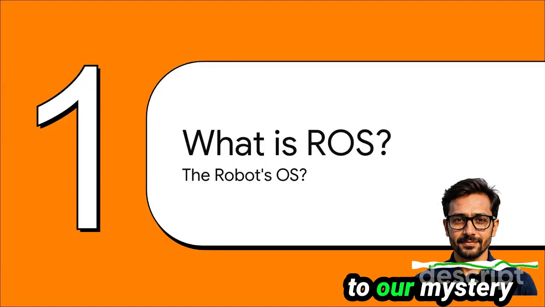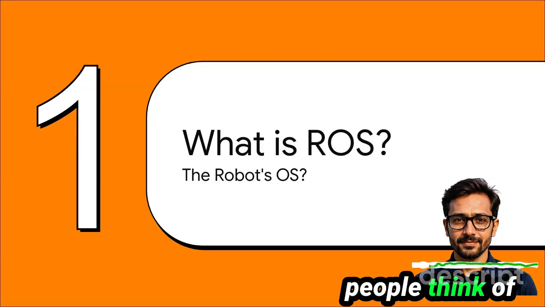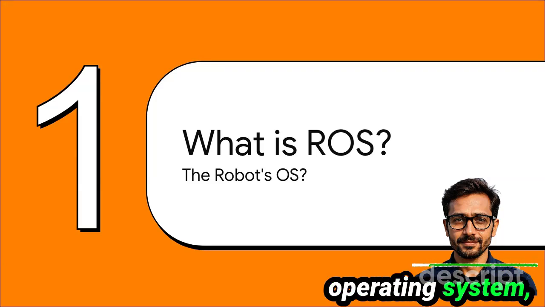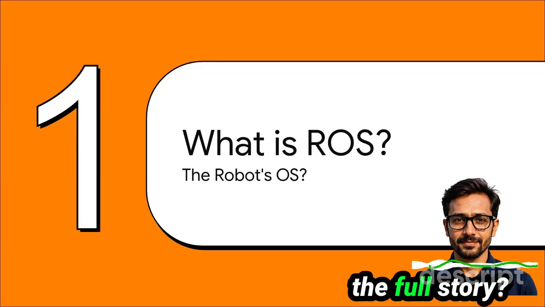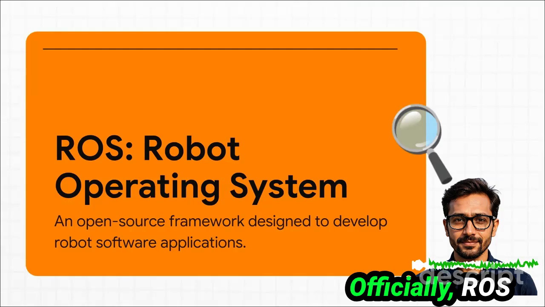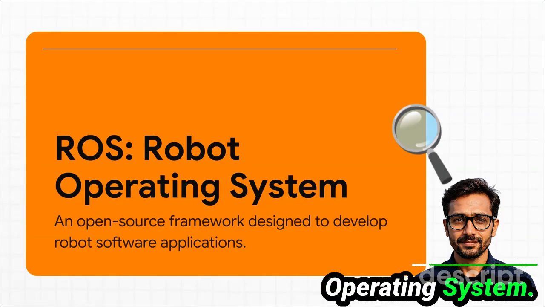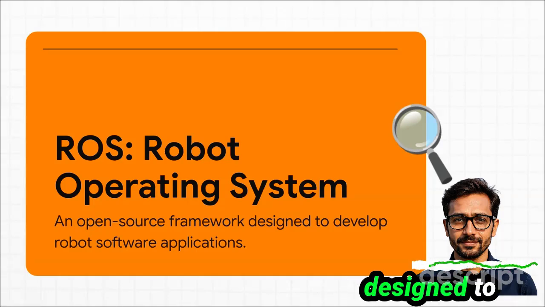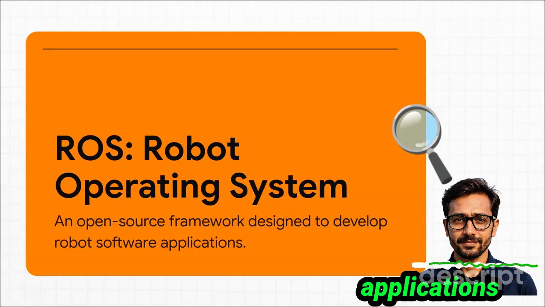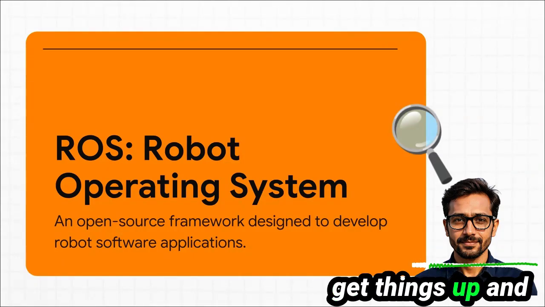So the answer to our mystery lies in something called ROS. Now, a lot of people think of it as the robot's operating system, the brain of the machine. But is that really the full story? Officially, ROS stands for Robot Operating System. It's an open-source framework. Think of it like a giant toolbox designed to help developers build software applications for robots. It gives you all the libraries and tools you need to get things up and running quickly.